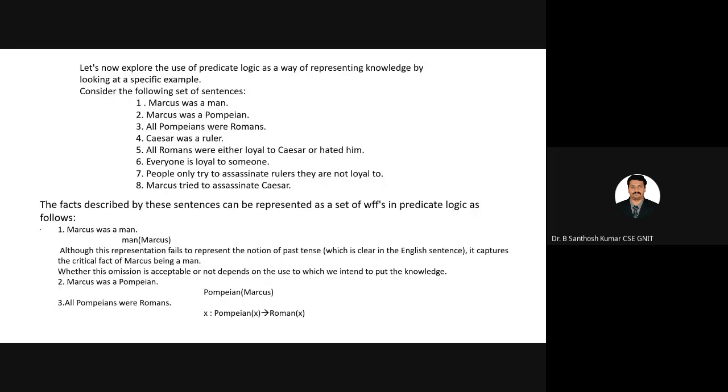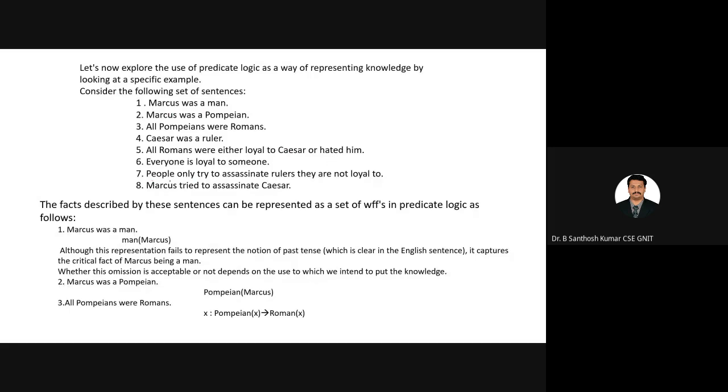Then everyone is loyal to someone. It means there may be two different groups. One group of people is loyal to one person, and another group is loyal to Caesar. So maybe some people are loyal to Marcus and some are loyal to Caesar. That's why they mentioned all Romans in the fifth statement: all Romans were either loyal to Caesar or hated him. So those people who are loyal to Marcus hate Caesar.